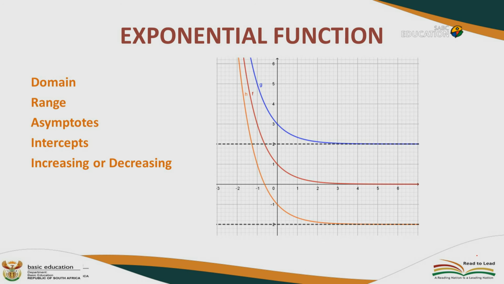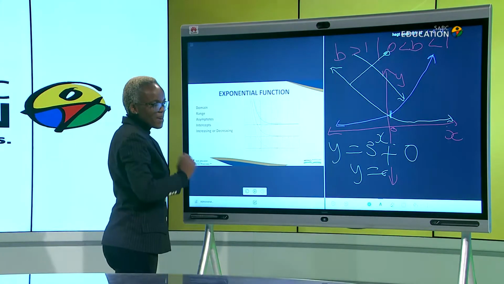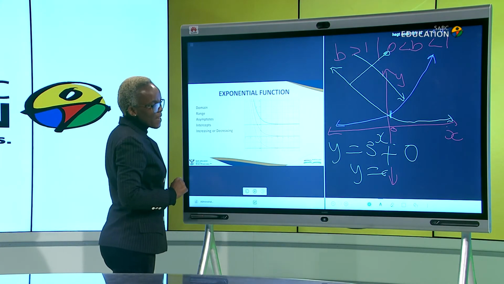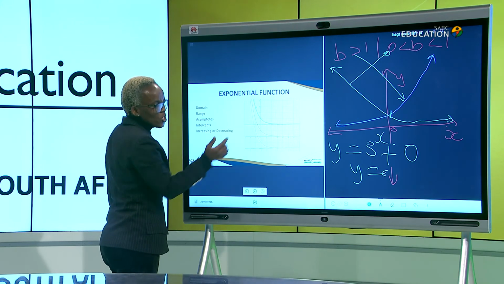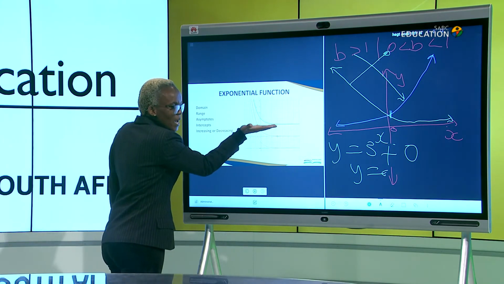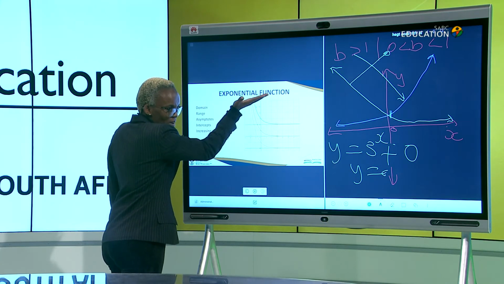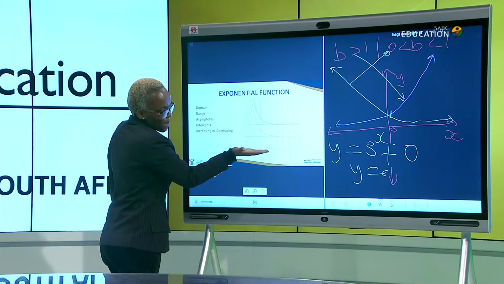In all the cases, I represent your asymptote as a dotted line. So we can see our asymptote. Asymptote, y equals 2. Asymptote, y equals minus 2. The domain, x an element of real numbers. The range will be different. The graph of G, what will be the range? Because it's above the asymptote, the range will be y is greater than 2.